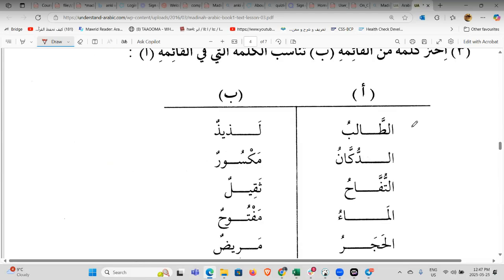So a talib, the student. The goal of this exercise is to match the subject with a predicate. Here we have the subject of a sentence, and here we have the predicate. Remember, the predicate is always indefinite, and the subject is definite with alif and lam. So the goal is to match a subject with a predicate so it can form a sentence. Is it clear?